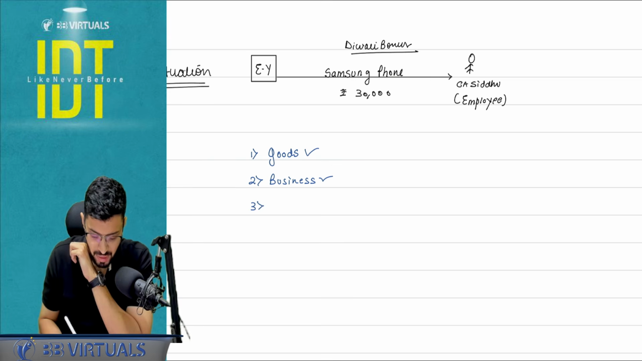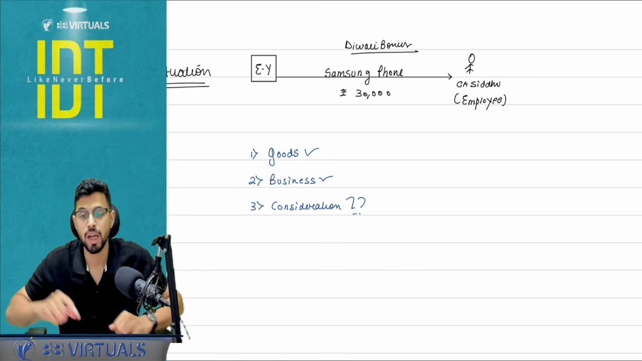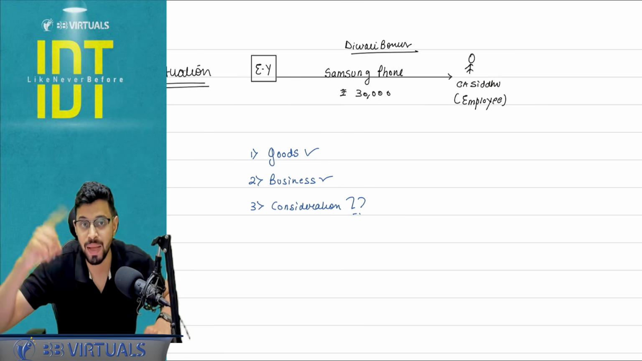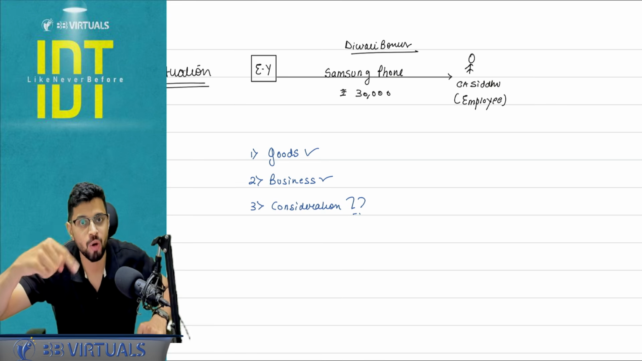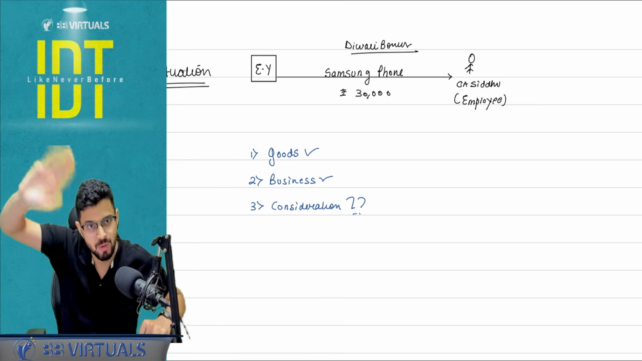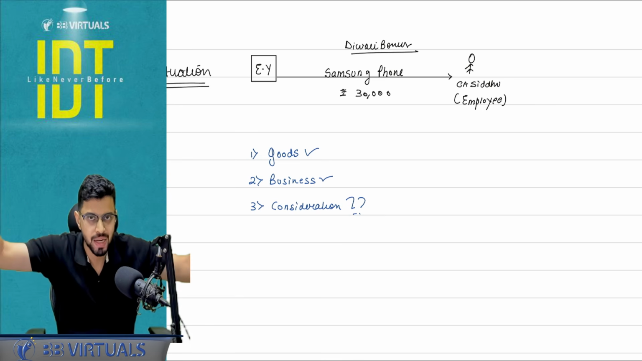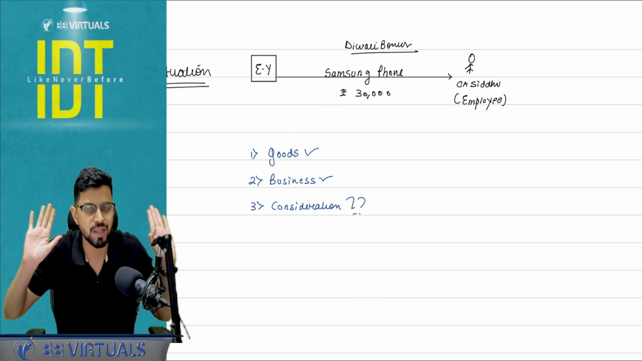Third, is there any consideration involved? Yes, sir, consideration is there. I am working for the company. No, no, no. Against my work, I am getting paid salary. This is over and above the salary. Gifts are over and above the salary. Salary and perquisites are separate. Gifts are not decided; they depend upon the company profits and the occasion.